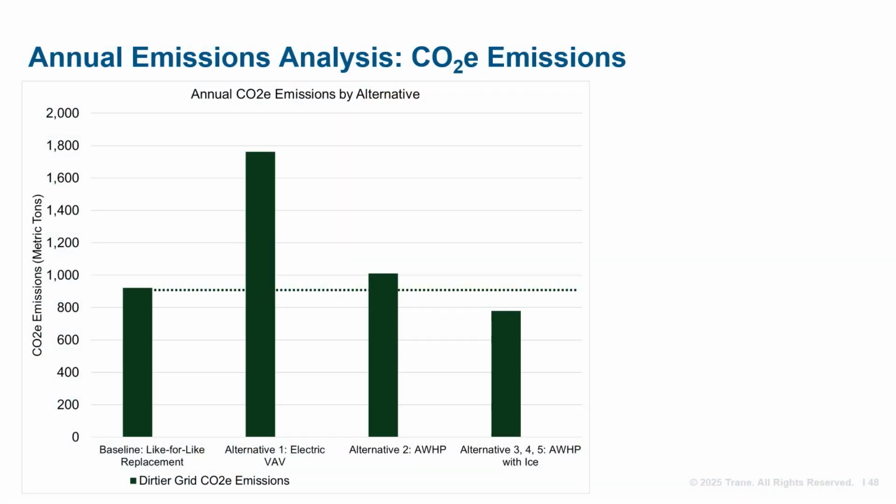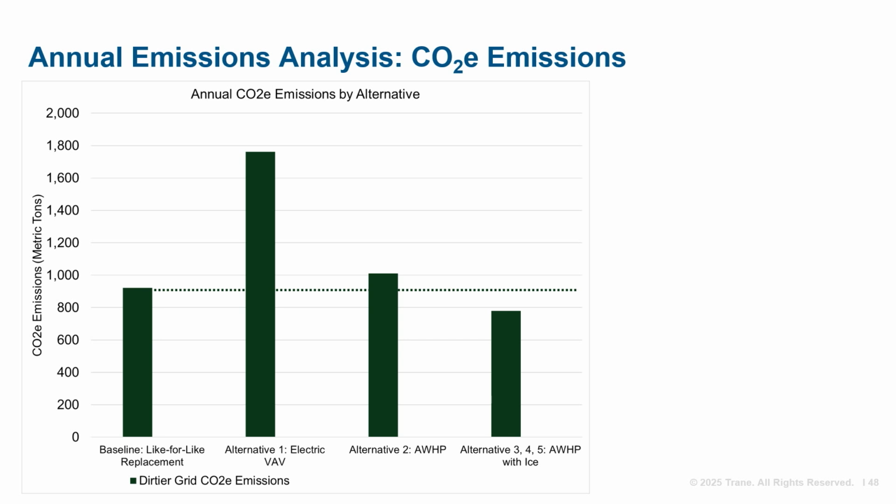Similar to how we compared how different utility rates can impact project outcomes, we're also going to compare outcomes using 2 different electricity emissions rates, one from a high emissions intensity or dirty grid, and one from a low emissions intensity or cleaner grid. This chart shows the annual CO2e emissions in metric tons by alternative for the dirtier grid.